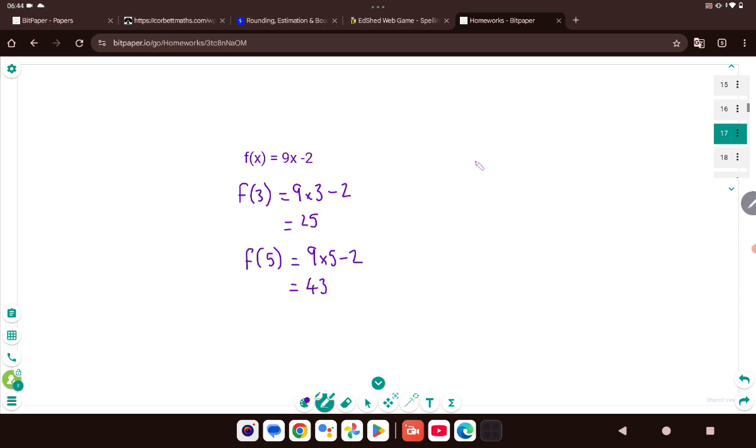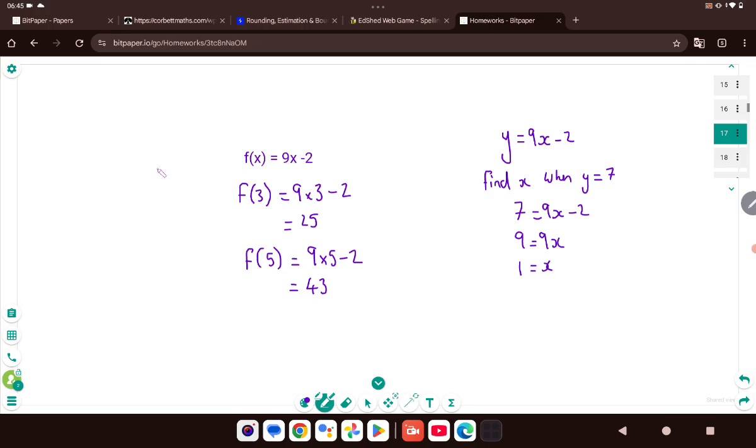We also may be asked to solve a function. Again, previously, we would have seen it in this form. We might have been asked to find x when y is equal to 7. So if we put y equal to 7, we would simply solve the equation by adding 2 to both sides, dividing both sides by 9.